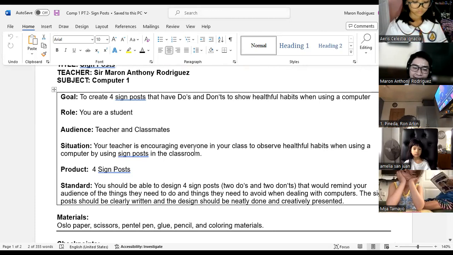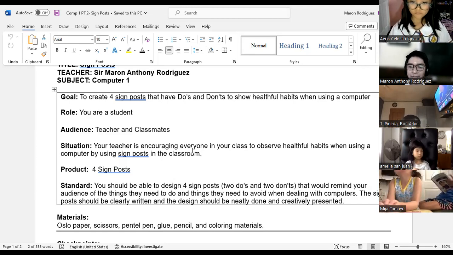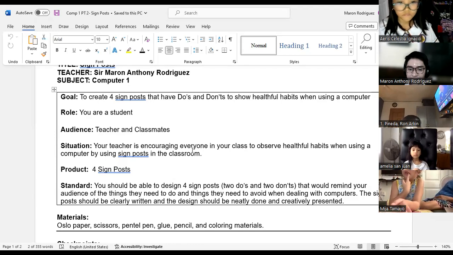Okay? So you will just put it on bond paper and then you will take a picture of it, then send it to teacher. Situation: your teacher is encouraging everyone to observe helpful habits when using a computer by using signposts in the classroom. Your product should be 4 signposts, and as our standards, you should be able to design 4 signposts with 2 don'ts and do's that would remind your audience of the things that they need to do and the things they need to avoid when dealing with computers. The post should be clearly written and the design should be neatly done and creatively presented.